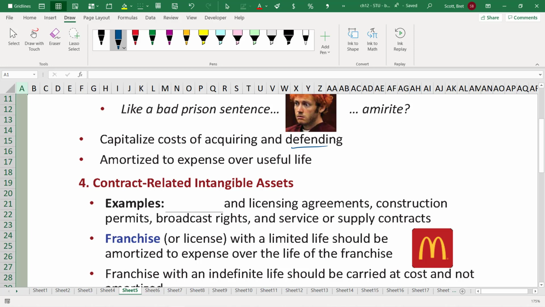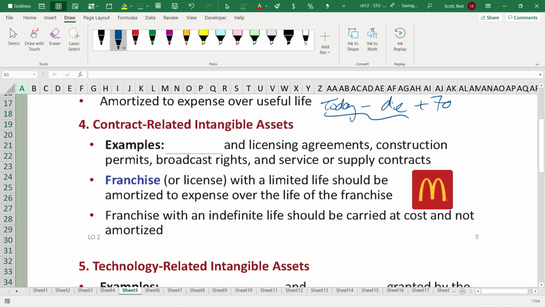Probably not at the rate I'm drinking beer, but usually you have actuaries that work for insurance companies that determine essentially what the useful life is. So you think about today until I die, and then you add 70 years on top of that, right? That's how you determine the overall useful life of those things.